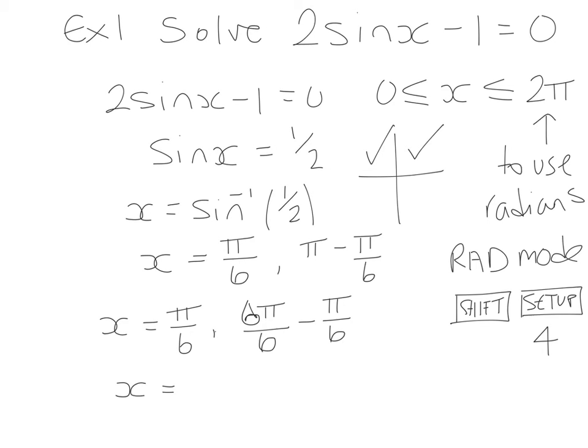So the final step then will be pi over 6 as our first quadrant answer, and our second quadrant, well, 6 pi minus pi is 5 pi, so 5 pi over 6. And those are our final answers for the first trig equation, and that's in radians. Now we'll have a second example.